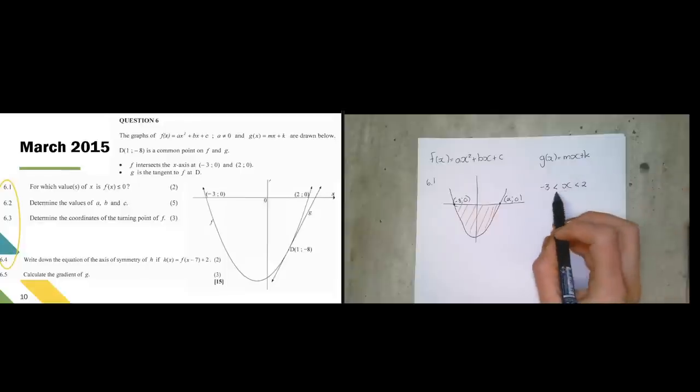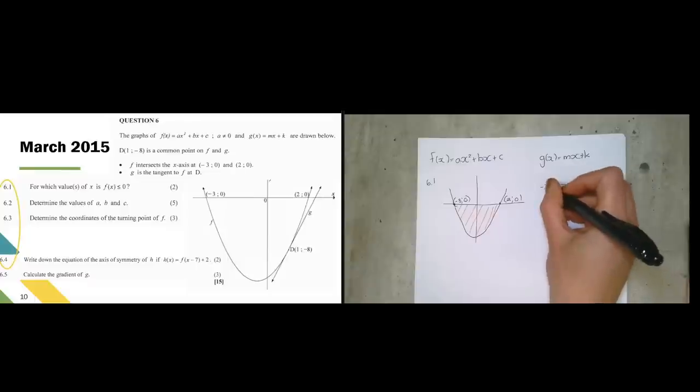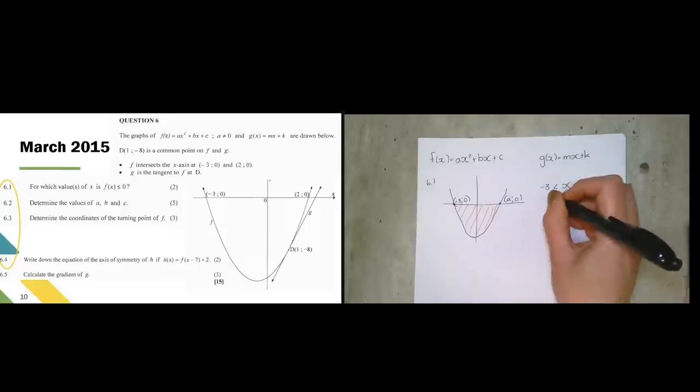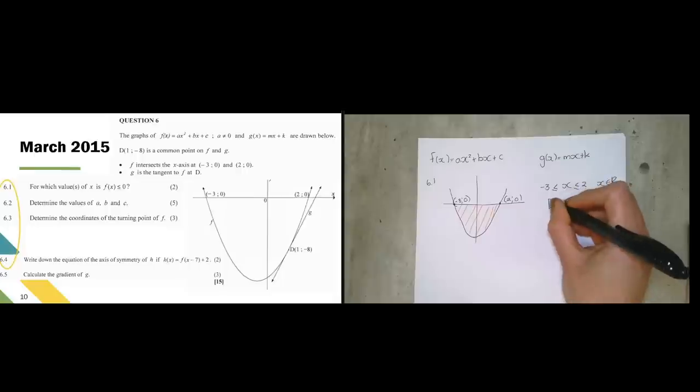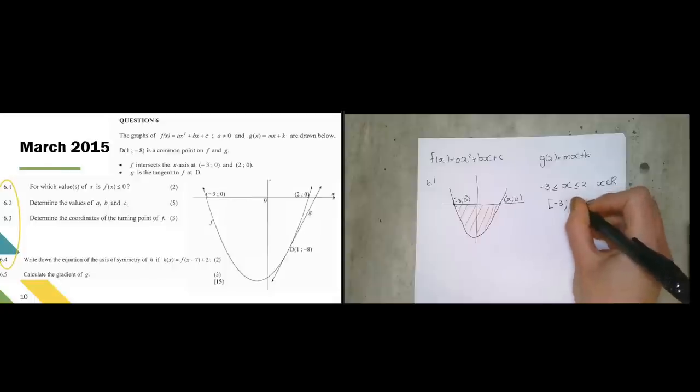Now I must determine, do I need an equal sign underneath these? Go check in your question. Did the question have an equal underneath? Yes, so equal underneath. Otherwise, x can be any real number in between. Remember, you can pick your notation. If you use the second notation, you have to use square brackets because it's equal. Negative 3 to 2 in square brackets.